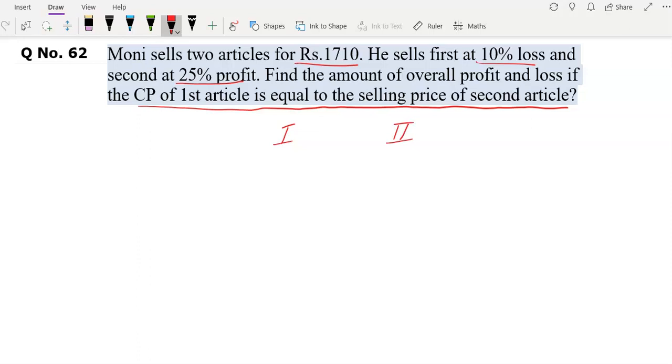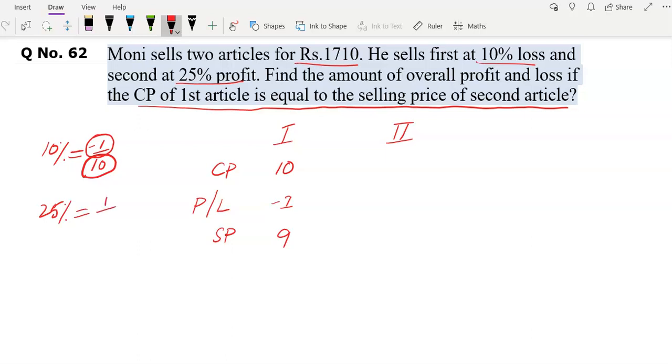The first article is sold at 10% loss. 10% in fraction, we know it's 1 by 10. There is a loss. So our CP will be 10. Our loss is minus 1. So profit or loss is minus 1. So our SP will be 10 minus 1, 9.